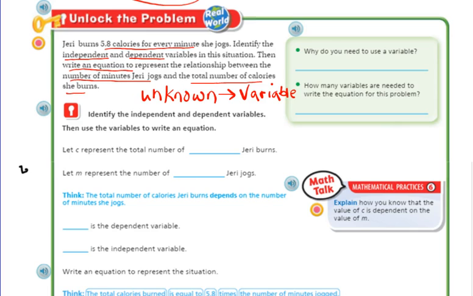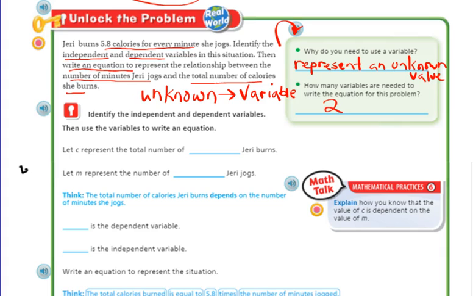All right, so looking over here, please. Why do we need to use a variable? We use variables to represent unknown quantities. So represent an unknown value. Fill that in there. How many variables are needed to write the equation for this problem? Well, we identified that we had two unknowns, so we're going to have two variables.